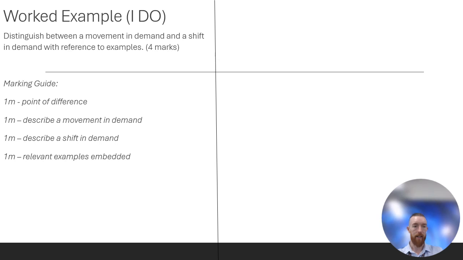Now, finally, we are going to get into a worked example. So I need you to distinguish, well, I need me really, because I did this. I'm going to get you to do a similar question later on. Distinguish between a movement in demand and a shift in demand with reference to examples. So again, we're looking at this word distinguish. We've been seeing it a lot. We're going to define or describe both things and point out a difference. In this case, we also need some examples embedded to get an extra mark at the end.